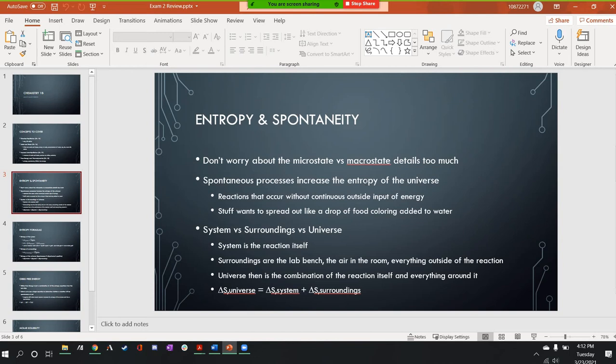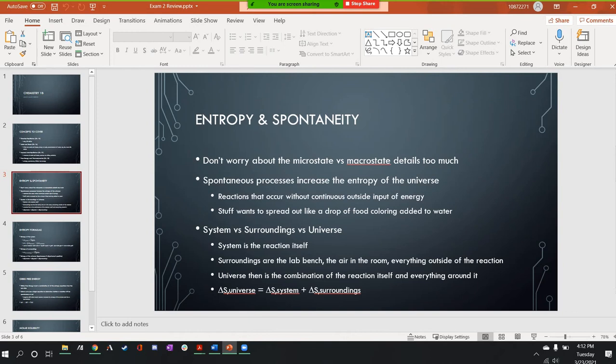That's what things want to do. Things want to spread out. Energy wants to spread out. It all wants to spread out. So that's really the core of what I would try to grasp about entropy. What it is, that's what it is. Don't worry about the microstates, macrostates thing too much.